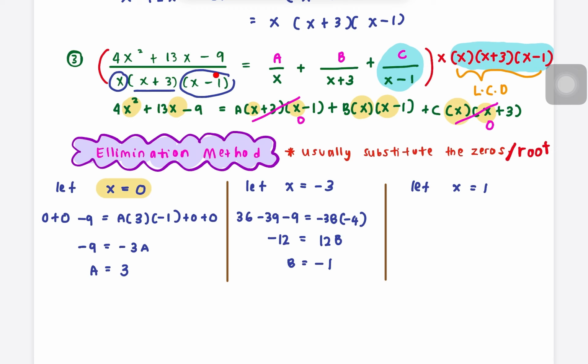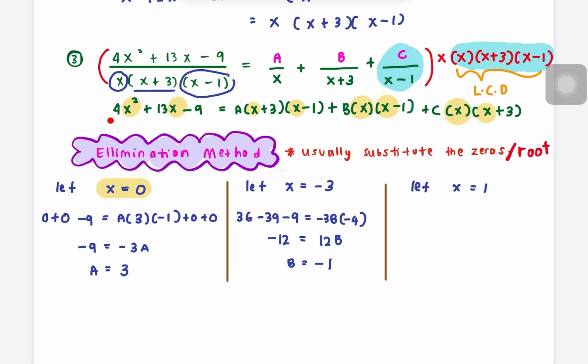4 times 1 is 4. 13 times 1 is 13. So you have 4 plus 13 minus 9 equal to, substitute 1 into this part. 1 minus 1 is 0. So you don't have anything left here. This one will be 0. Substitute 1 into the second part. 1 minus 1 is also 0. 0 multiplied with any number will be 0. So this one is 0.